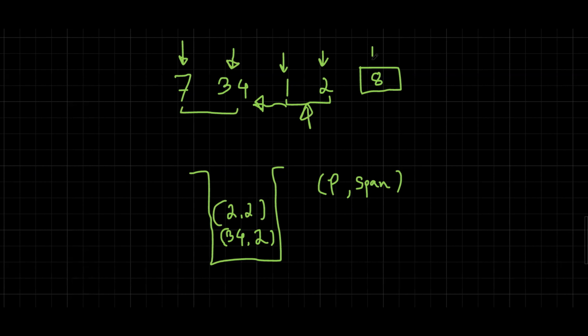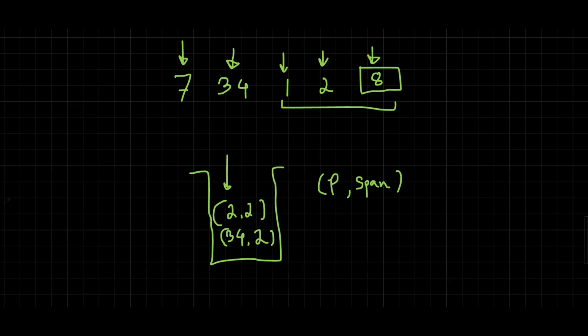Now, for this final element 8, we have to determine the corresponding span for this element 8. Here the corresponding span is 3 because there are 3 elements which are less than or equal to 8, which are 1, 2, and 8. So we have to check whether the stack top element, which is 2, is less than or equal to 8 or not. Yes, it is less than or equal to 8.